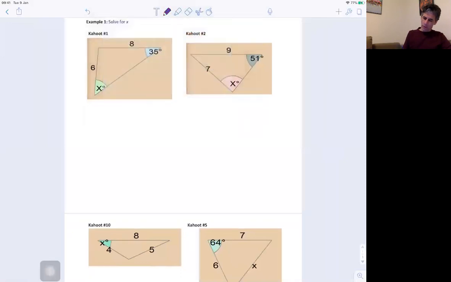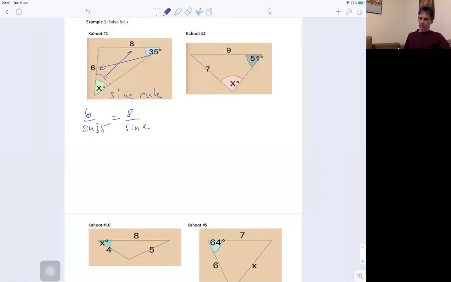The first one here, if we're trying to find x, this should be the sine rule. Okay, and the reason you know it's a sine rule is you've got an angle and a side that's opposite to it, and an angle and a side that's opposite to it. So if you set up the sine rule, it'll go 6 over sine 35 is 8 over the sine of x.